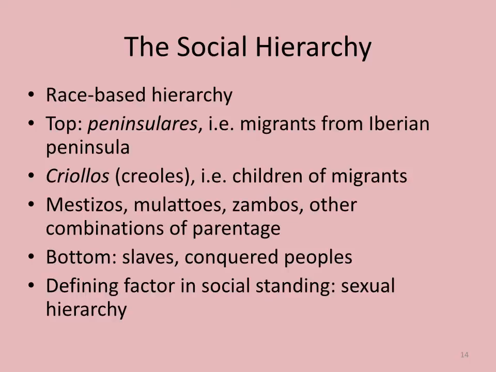If you're a Mestizo, a mulatto, or a Zambo, or other combinations of parentage, you're in that third tier, and the very fourth tier is your slaves and your conquered people. Now, a major defining factor in social standing is your sexual hierarchy. So, depending on if you're male, female, depending on your parental range is going to have a huge impact.